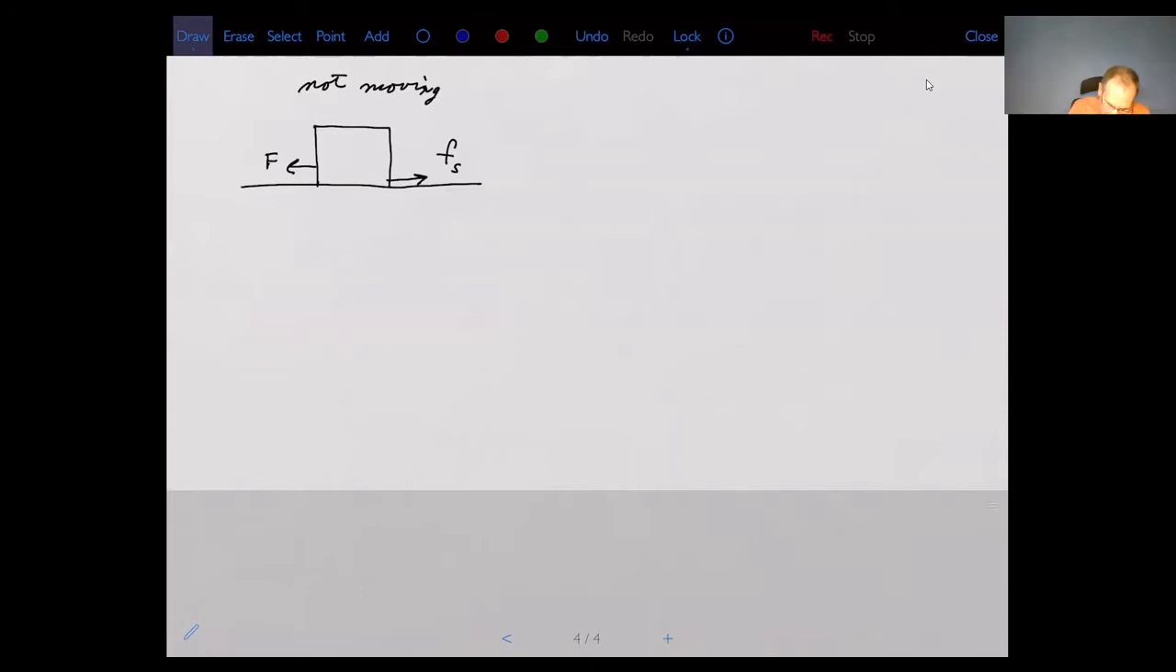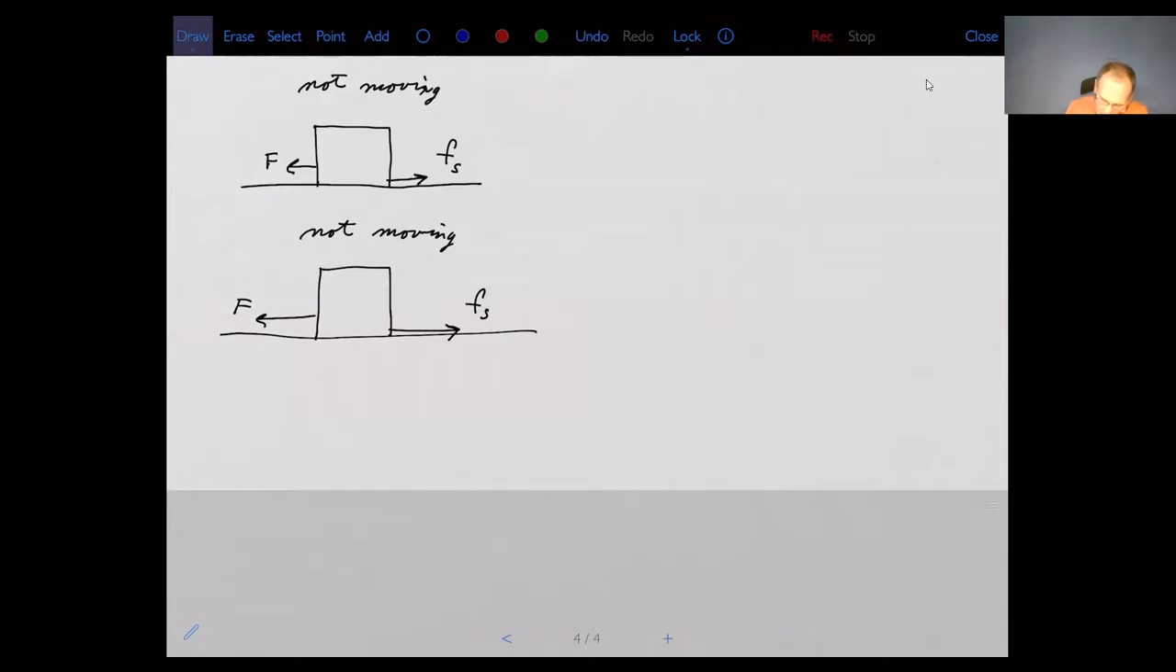And then if I pull harder, again, let's assume it's still not moving. So this object, the box or the cart, is not moving. Let's say I pull harder now. Then it turns out that the static frictional force is going to increase to balance out the force I'm pulling with. Because again, the net force would have to be zero. If I add those two up, I have to get zero because it's not moving, it's not accelerating.